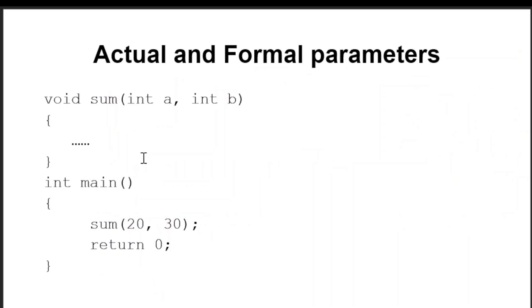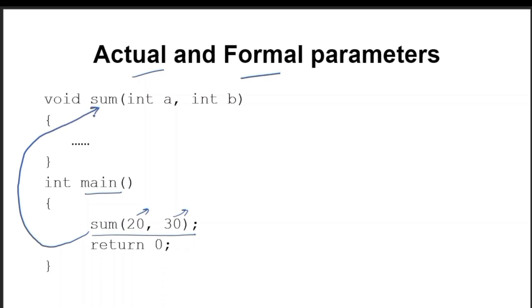Okay, now one more problem that comes up is understanding actual parameters and formal parameters. So what is the difference between actual and formal parameters? See, in this program, the main function calls the sum function. This is function calling, all right? Inside the main function, you are calling the sum function and you are passing two values, 20 and 30, to this sum function, all right? So the control goes to here. And these 20 and 30 values are given to the parameters of this sum function, all right?